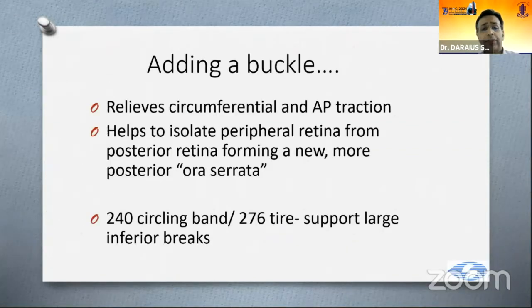Why put a buckling element? I believe it's very, very useful. It reduces the circumferential and anteroposterior traction. It helps to isolate the peripheral retina from the posterior, forming a new, more posterior ora serrata. And it is very useful in supporting large or inferior breaks.